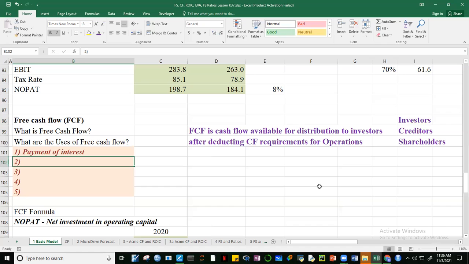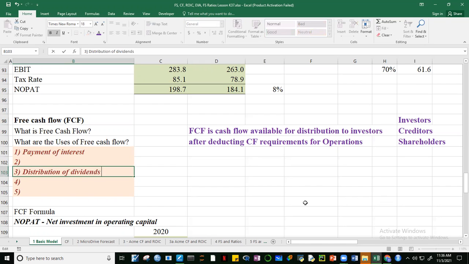What else? Anyone else, guys? Sir, to pay dividends po. Okay. So that's for the shareholders, no? So let's see, that's distribution of dividends. Okay, thank you. Who was that? Chloe, sir. Chloe, thank you.